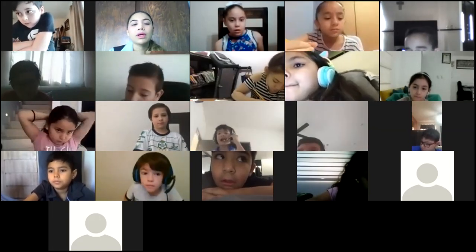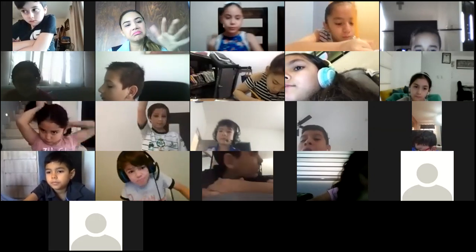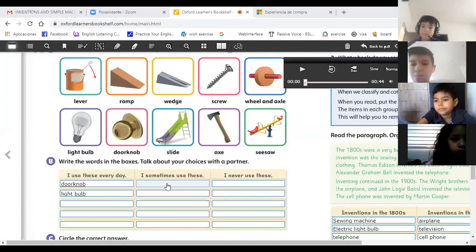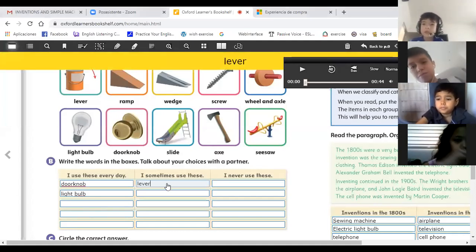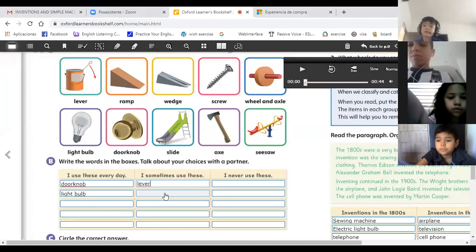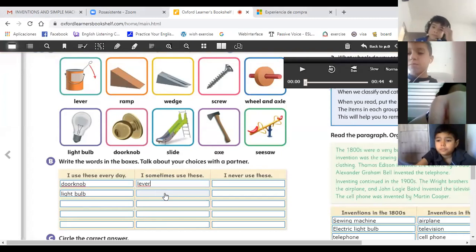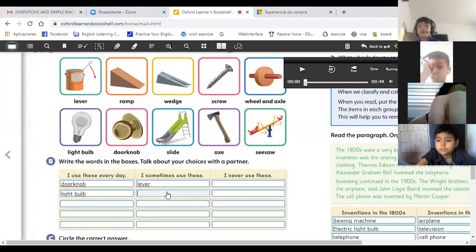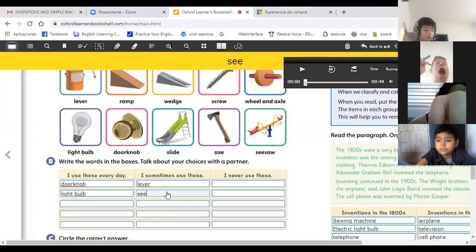Another one, guys, objects that we use sometimes. If you got the answer, say it. Seesaw. Seesaw, thank you. Who answered? Say your name, please. Patricio, thank you. The seesaw. Well, you are a kid, you want to play, and you want to go to the park, right? So sometimes you use the seesaw. Excellent. Thank you, Patricio. Seesaw.